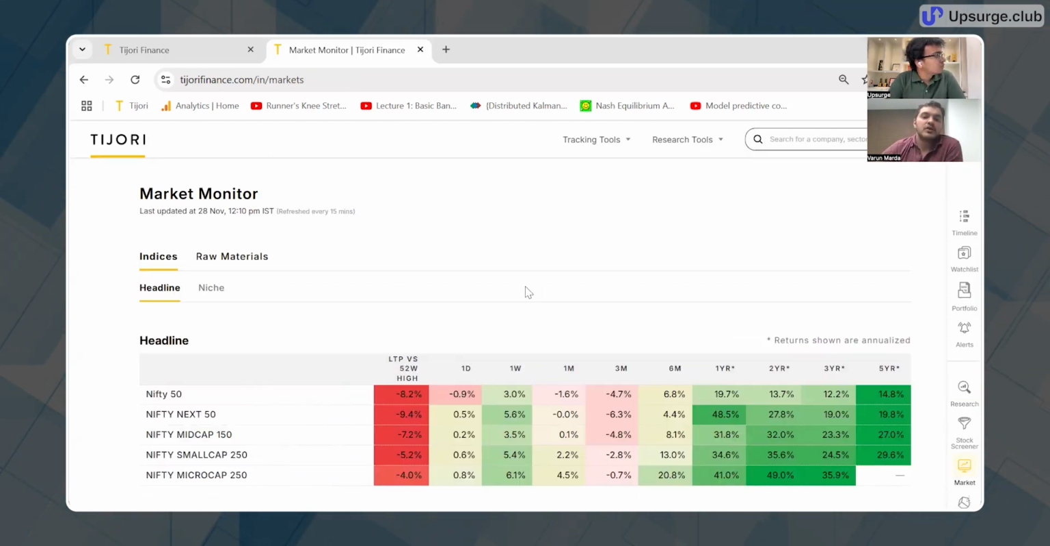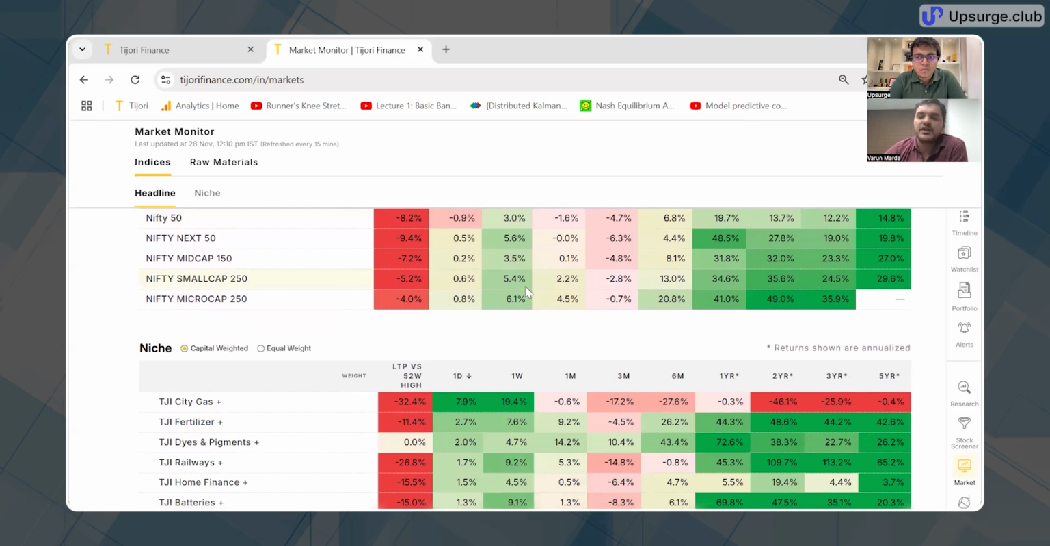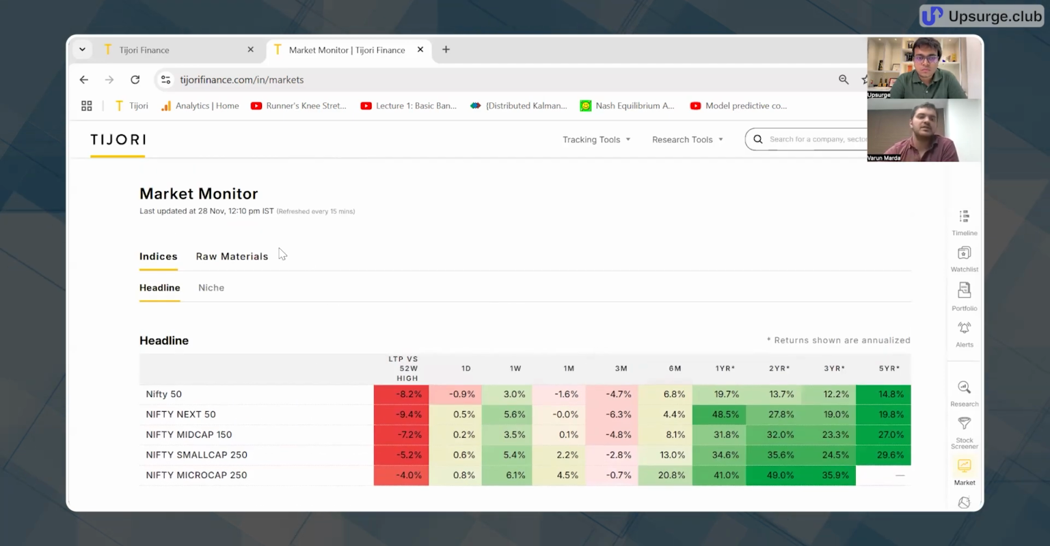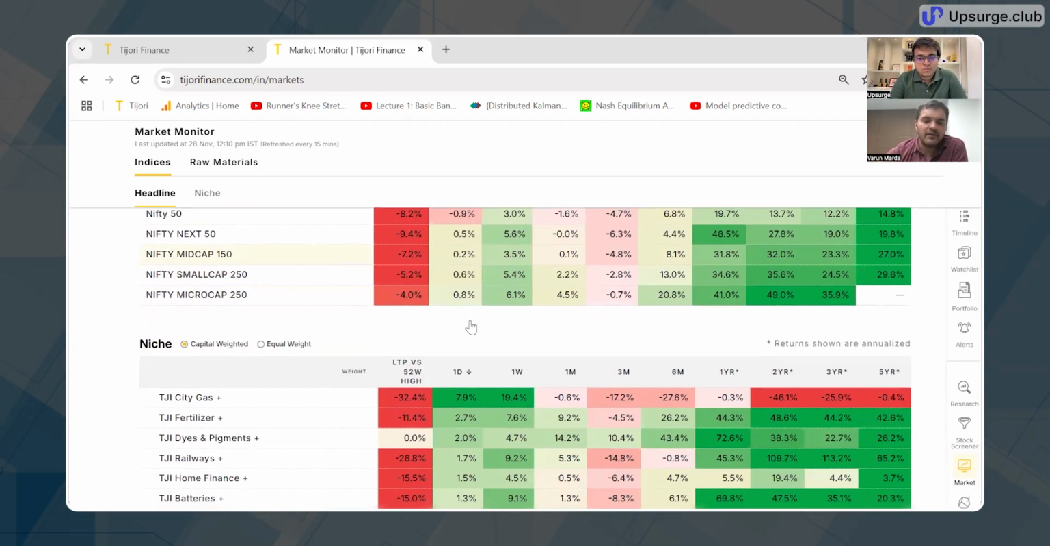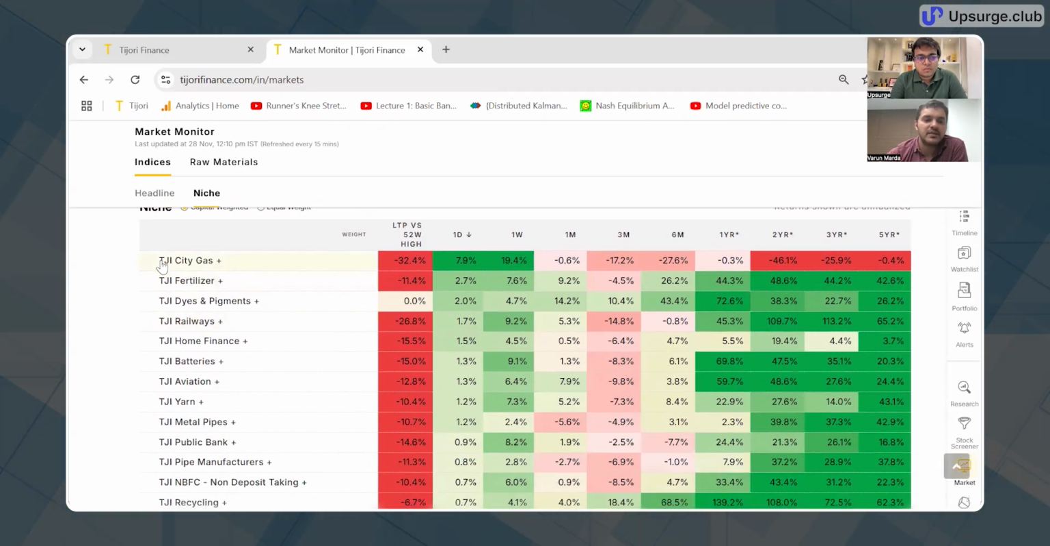So, like I said, we first need to help you find companies to research, and which you will then invest in. One of our most used features is this market monitor. What this feature does is, everyone has gone to a page where you can check how Nifty is moving today, Nifty, mid cap, small cap, micro cap, all in one page. What we have done is we have created these custom indices. So for example, we've created a railway index or a battery index.